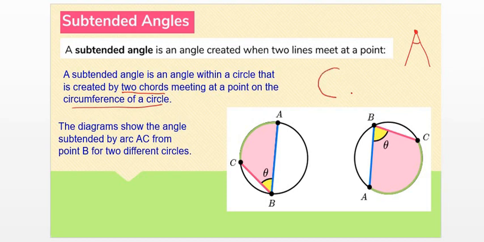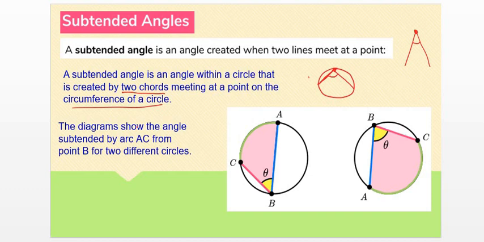It means that in a circle, when you have two chords, what is the meaning of chords? In my last video I explained that any straight line that connects 2 points on the boundary is a chord. For example, if we have this line and then another line, we have two chords. This is chord number 1 and this is chord number 2. When these two chords meet at one point on the circumference of the circle, the angle that is made here is called the subtended angle.